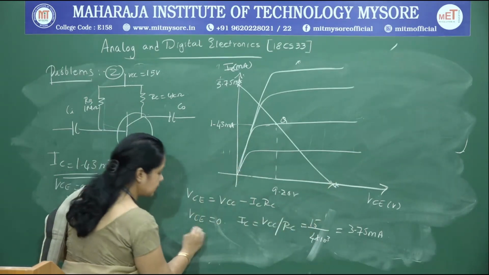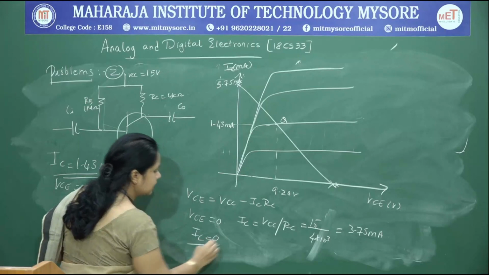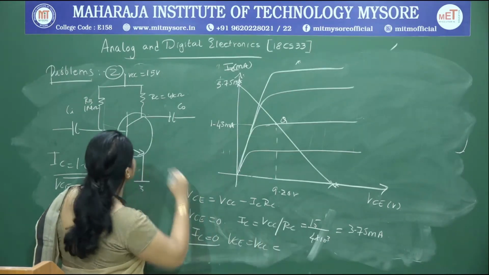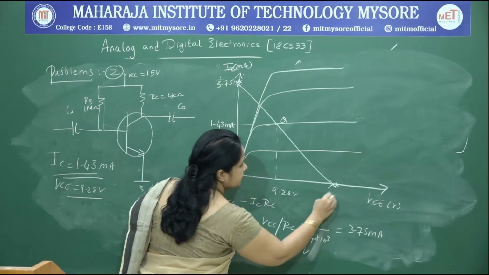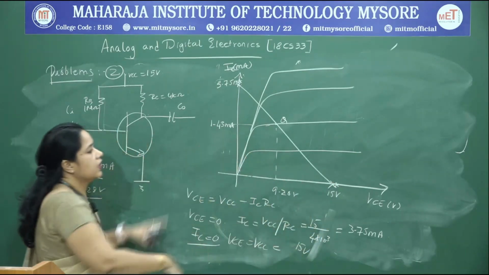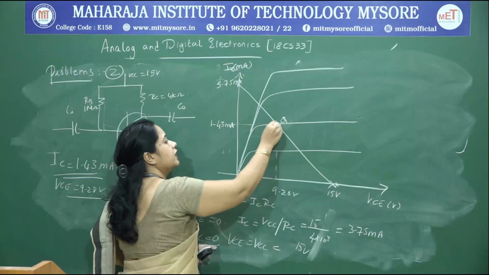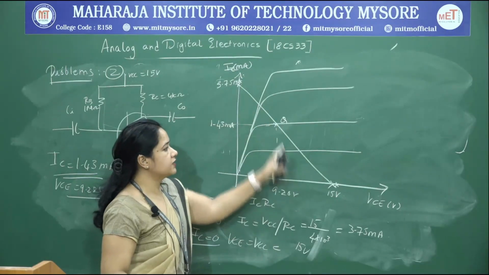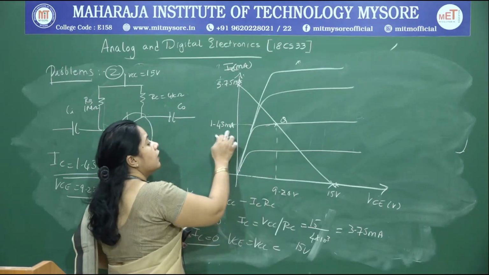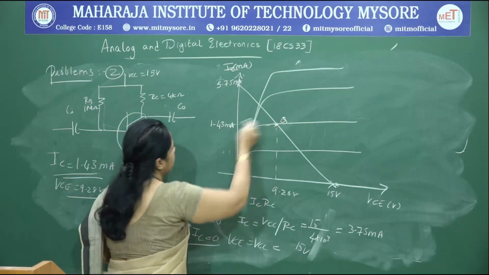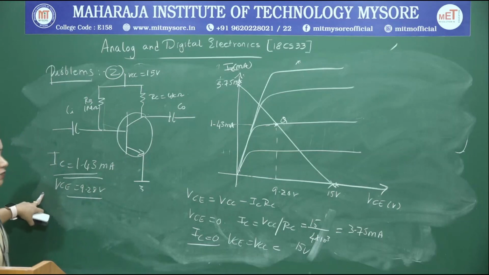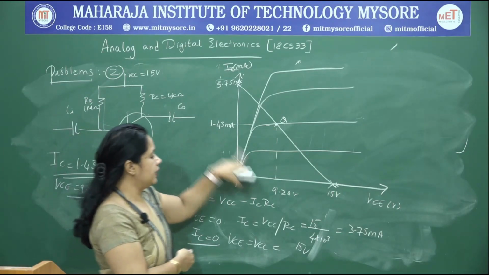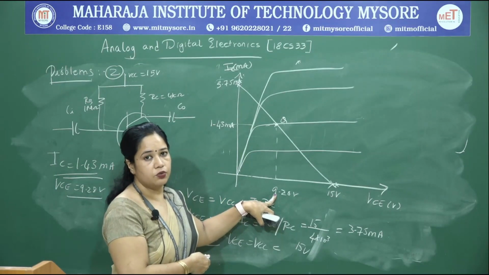To determine the point on the x axis, I substitute IC equal to 0. When I substitute IC equal to 0, VCE becomes VCC, which is 15 volts. Connect these 2 points, and the point where the load line intersects with your output characteristics we call the Q point, because we already know these values which we computed earlier: 1.43 milliamps and 9.28 volts.